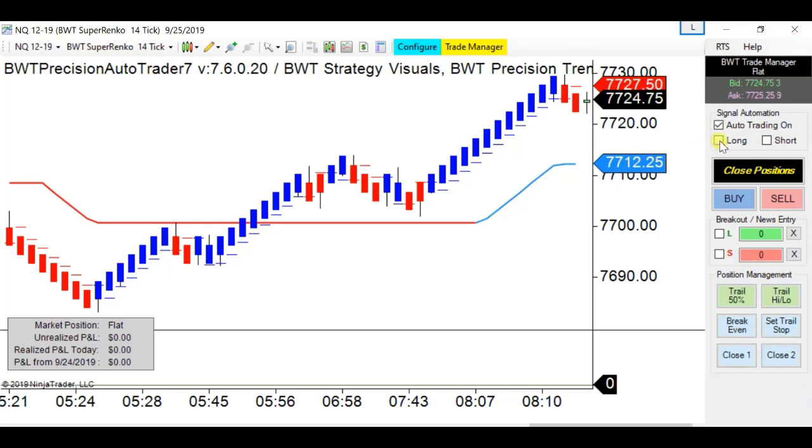So that's why I will not be home, but I'm going to leave this template running and try to record it hopefully. So yeah, I am on longs only for now, looking for a retest of 77.60 to 80.